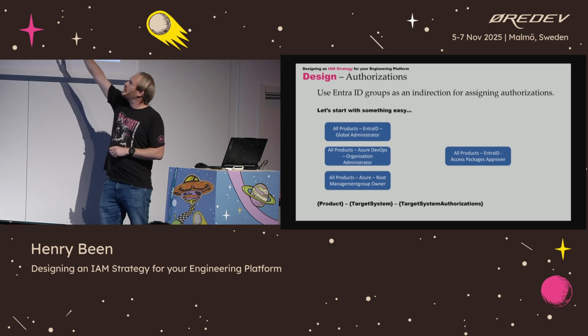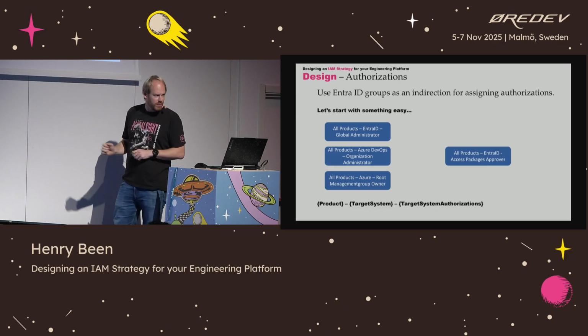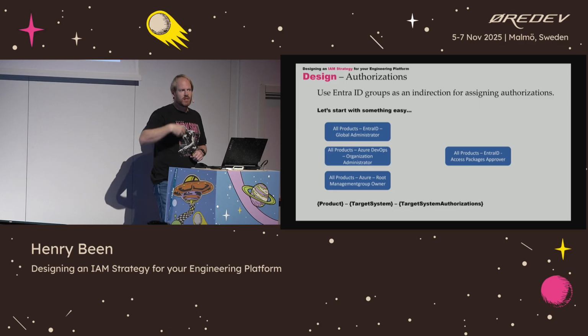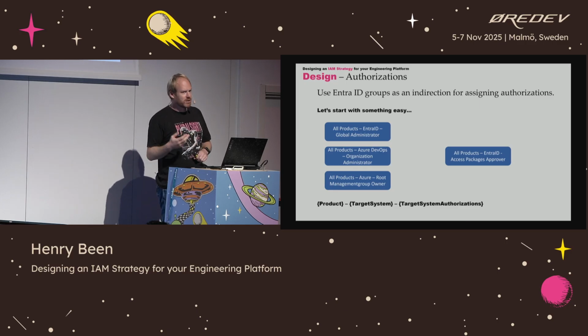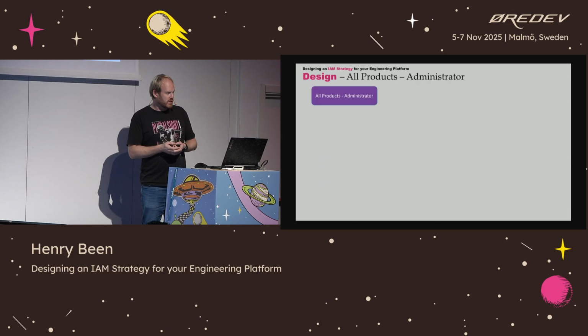We're going to add one very special group for all products, Entra ID, Access Package Approver. This means that everybody who is in this group will be getting the permissions to approve access package requests for all products. And now we can start combining those with the access packages we created.